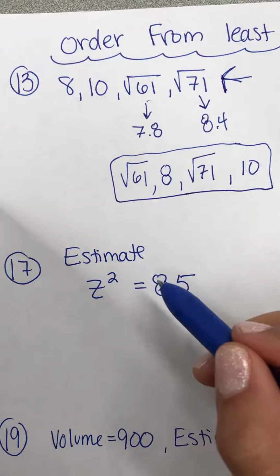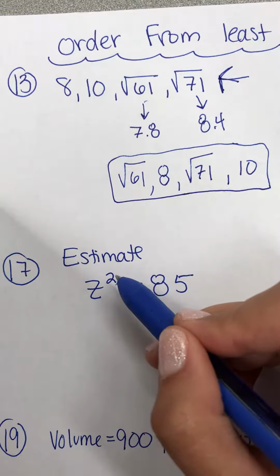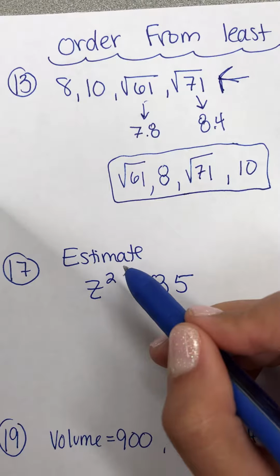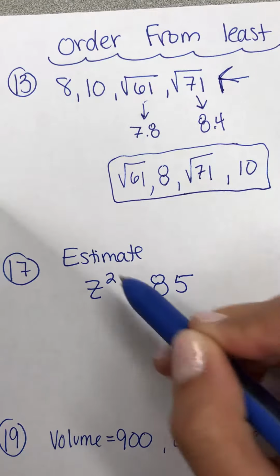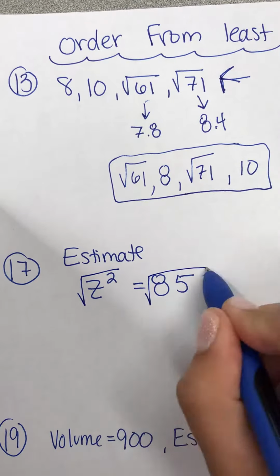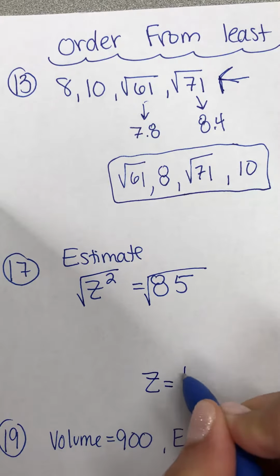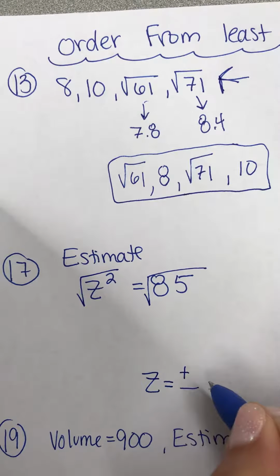When we look at estimating this, we notice that it is an equation because it has an equal sign. So the first thought in your head needs to be, what's happening to z? Z is being squared. So when I saw this, I need to undo squaring. The opposite of squaring is square rooting. So we are going to square root both sides. And I know that z is going to equal plus or minus some number.